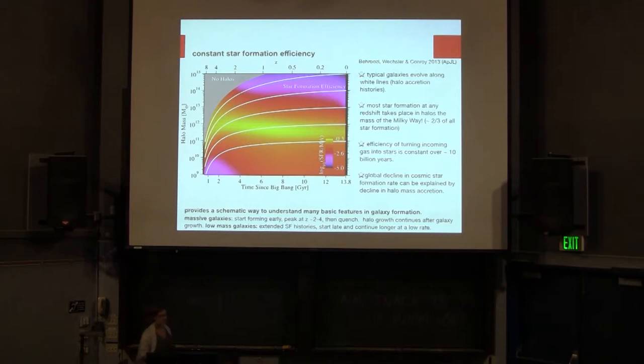So there's a couple of really, really interesting things here. First, I mentioned already that this efficiency is basically constant over 10 billion years. I find that kind of amazing. About two-thirds of all star formation over this entire epoch seems to take place in roughly the mass of the Milky Way. So that's really where the action is. Okay. And the other thing is that the global decline in the star formation rate is actually totally driven by the decline in the halo mass accretion rate. So you can explain it with a constant star formation efficiency as a function of mass that doesn't change over this timeline.